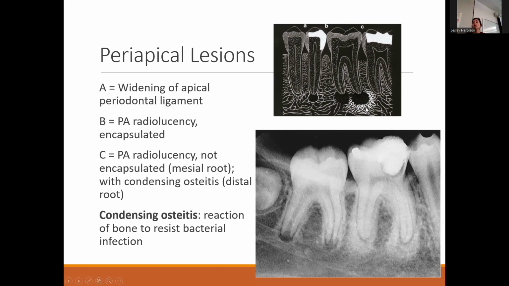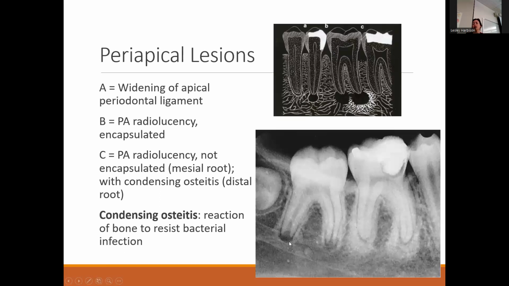And then you can see an area that's highly dense, abnormally dense, and that's condensing osteitis. That's just a buildup of bone around the periapical lesion. So you can see that, and you can sort of see it in this radiograph.